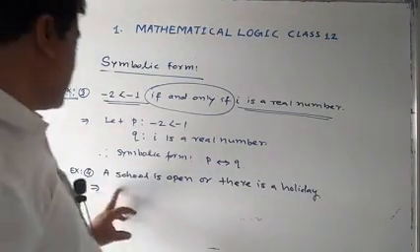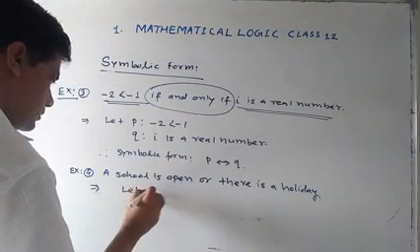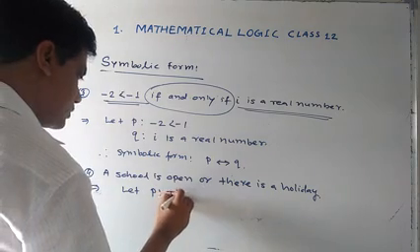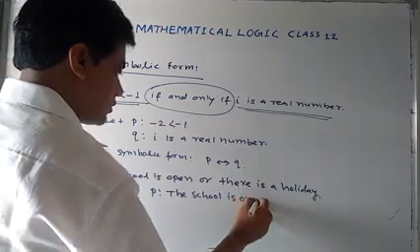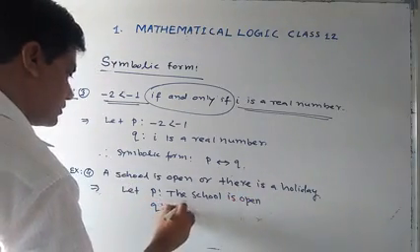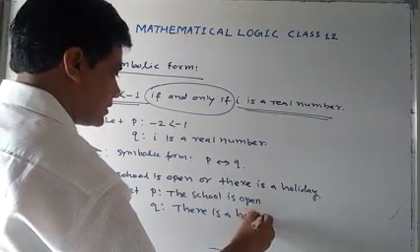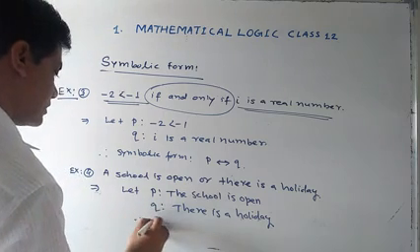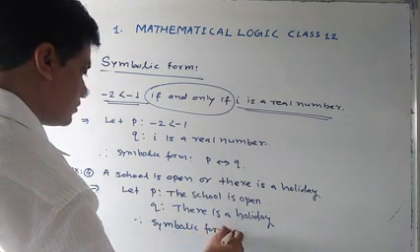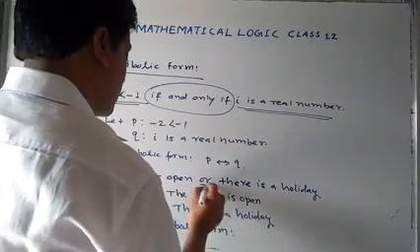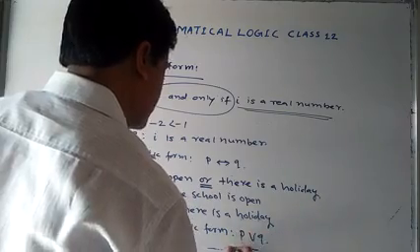Now the fourth example: a school is open or there is a holiday. First, the P statement: the school is open. And the Q statement: there is a holiday. Therefore, in symbolic form, the connective is 'or', means P or Q.